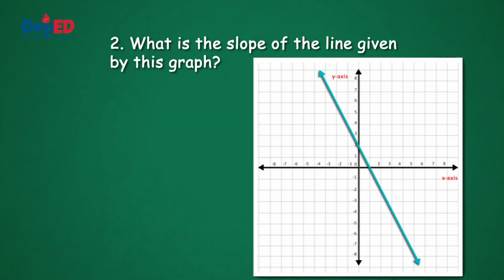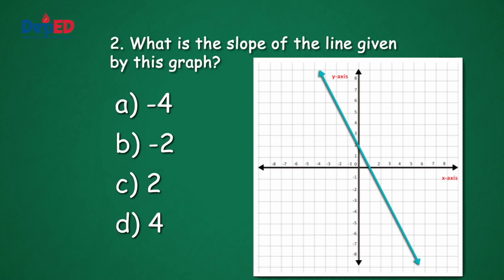Number 2. What is the slope of the line given by this graph? Is it A, -4, B, -2, C, +2, or D, +4? The correct answer is B, -2. Note that a line falling from the left to the right has a negative slope, and you must always write the answers in its simplest form.